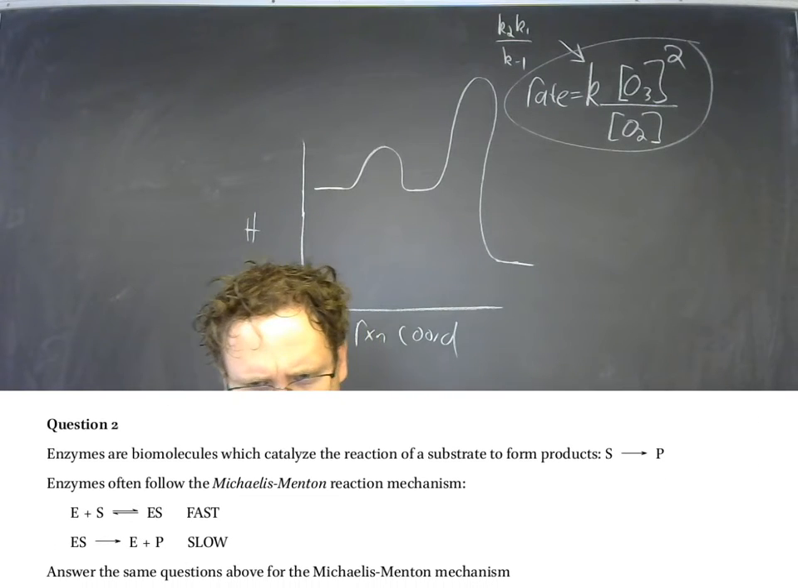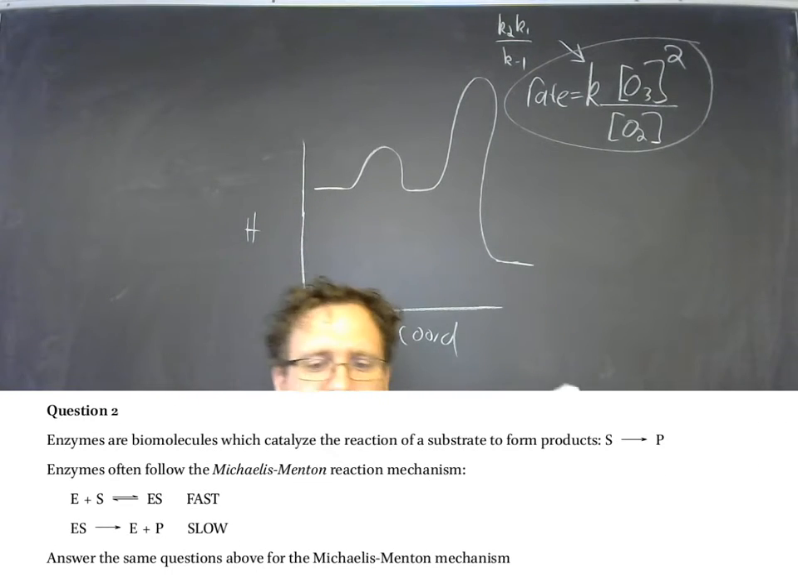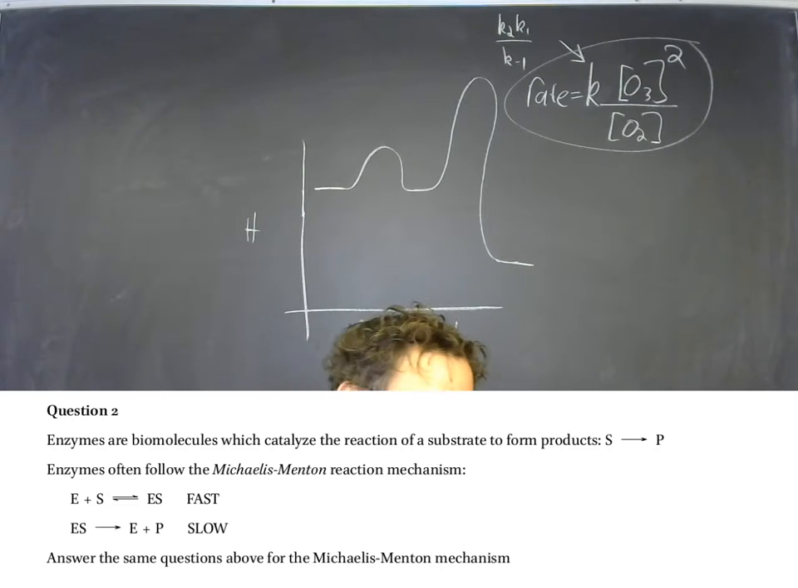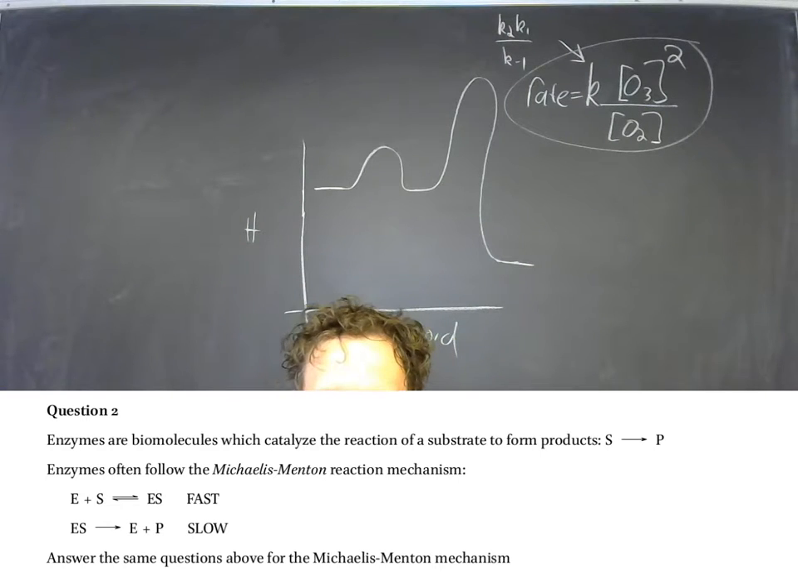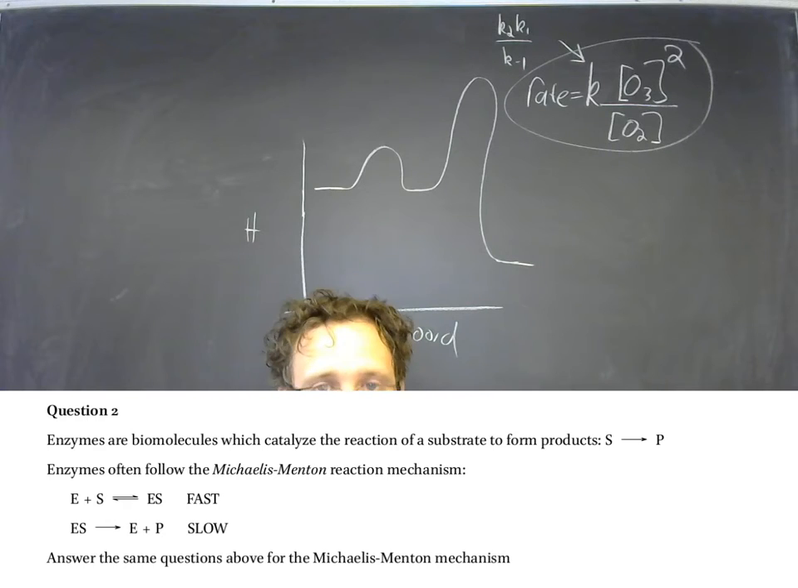Question 2 has to do with enzymes. And so S and P here stand for substrate and product. Substrate is whatever your biomolecule is that needs to react, and it'll go to products. And it actually doesn't matter; one or more products doesn't change the mechanism here.